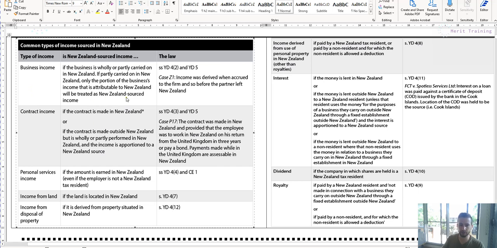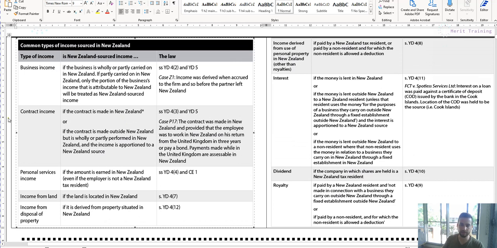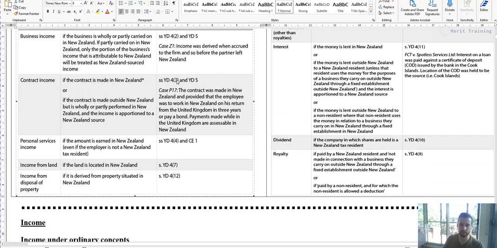So this is if the contract is made in New Zealand, or if the contract is made outside of New Zealand but wholly or partly performed. So for example, if you've got a contract to install something, are you carrying out the contract in New Zealand? If so, then it satisfies the latter leg of this. But maybe you're not installing it. Maybe you're installing an offshore rig outside of New Zealand, right? But if you're signing that contract in New Zealand, therefore that income will be derived in New Zealand. This is per YD 3 and 5 and case P17.